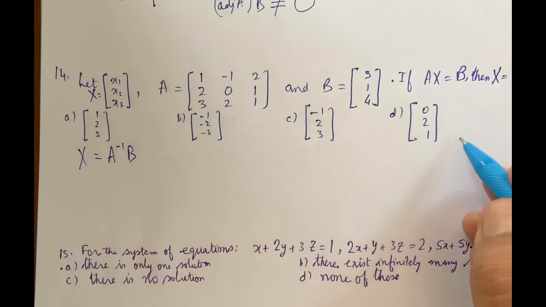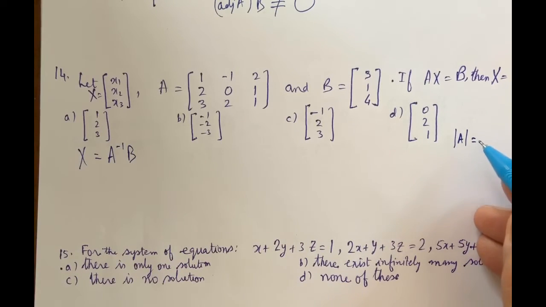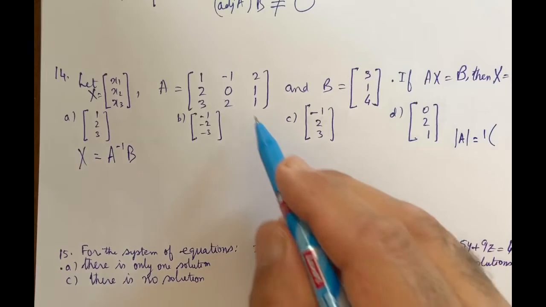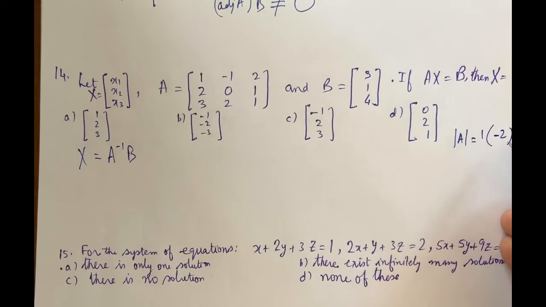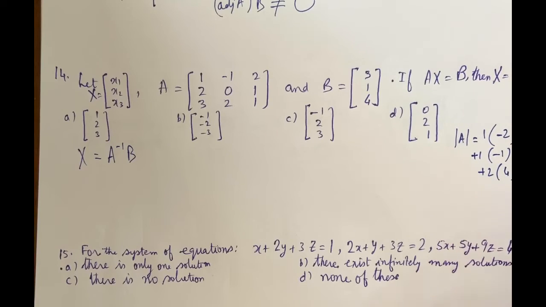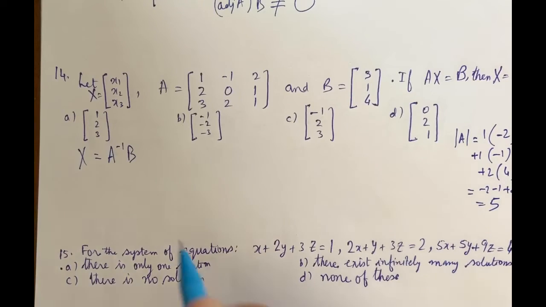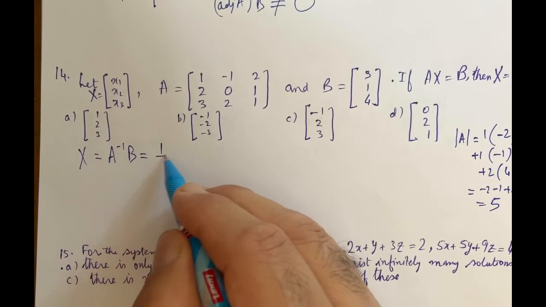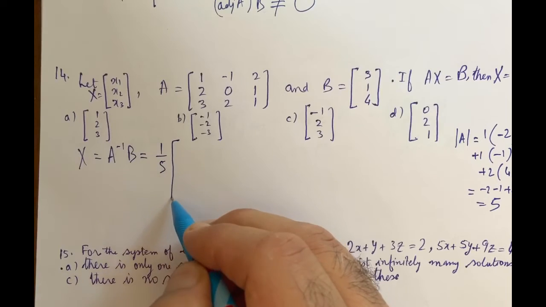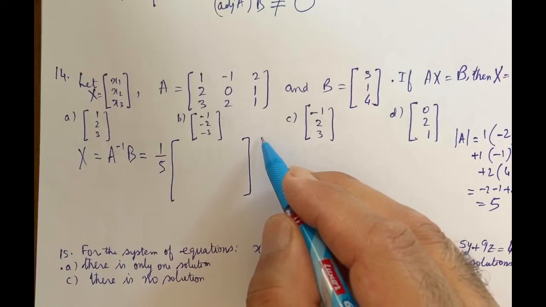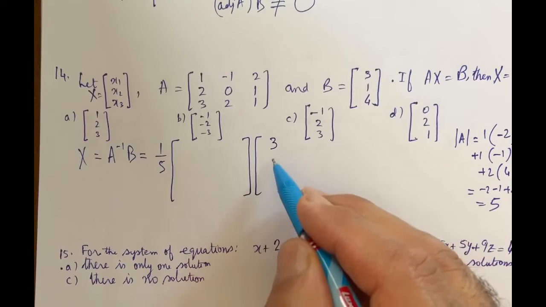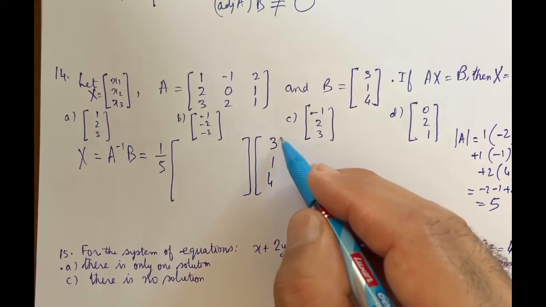A, this is the determinant of A. This is 1 into, this will be 0 minus 2. Next it's minus minus 1, that is plus 1, 2 minus 3, and then 2, it's 4 minus 0, which is minus 2 minus 1 plus 8, this is 5. So A inverse is 1 upon determinant. Then here we'll write adjoint, and this is B, which is 3 1, and this is 4.